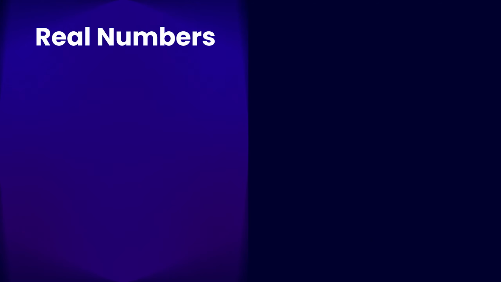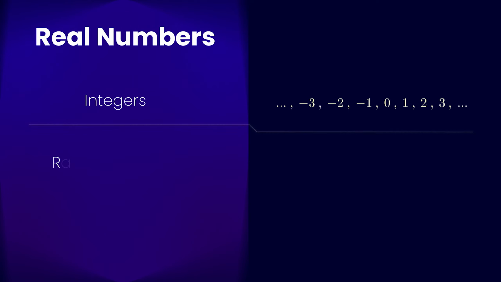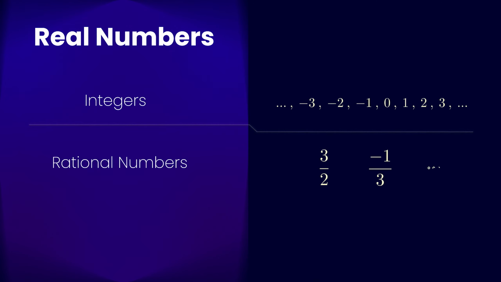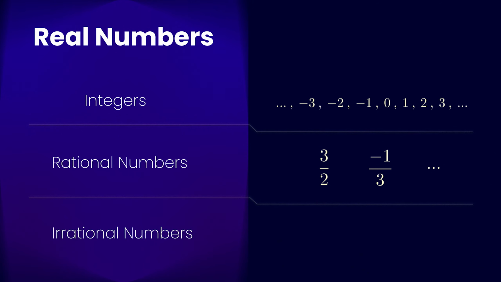But what numbers are considered real numbers? Real numbers are a set of different types of numbers. Integers like -3, -2, 0, 1, and so on. Rational numbers, which can be made by dividing an integer by another integer, like 3/2 or -1/3. Irrational numbers that cannot be written as a simple fraction of two integers, like the number pi.